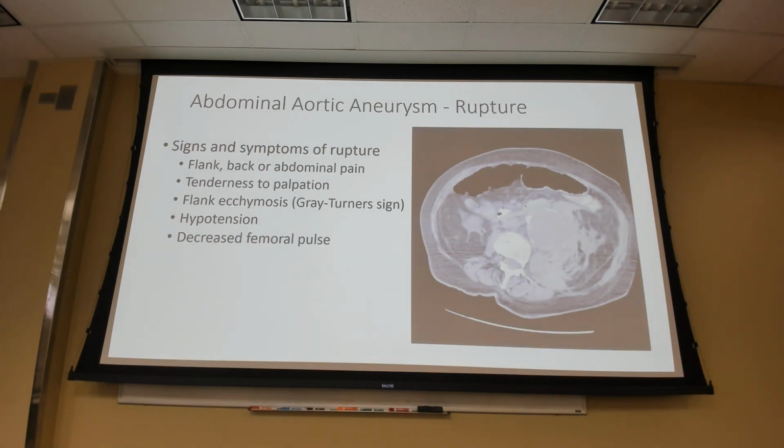So the signs and symptoms, typically, are flank pain, back pain, abdominal pain, tenderness to palpation. They will have Grey Turner's sign. They'll usually have some hypotension. They may have a decreased femoral pulse. However, none of these rule it out. Even with some of the dramatic presentations, we tend to get this diagnosis wrong.